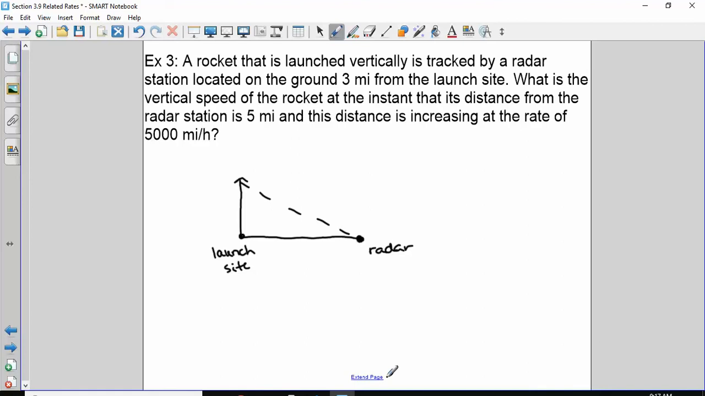Okay? This height of the rocket, is it changing or is it constant? Changing, because the rocket keeps going up. So let's call that something. What do you want to call it? X. Okay. The distance between the launch site and the radar station, is that constant or changing? Constant. How far apart are those? The distance between the radar station and the rocket, constant or changing? Changing. As the rocket goes up, that's going to change. So let's call that a y.